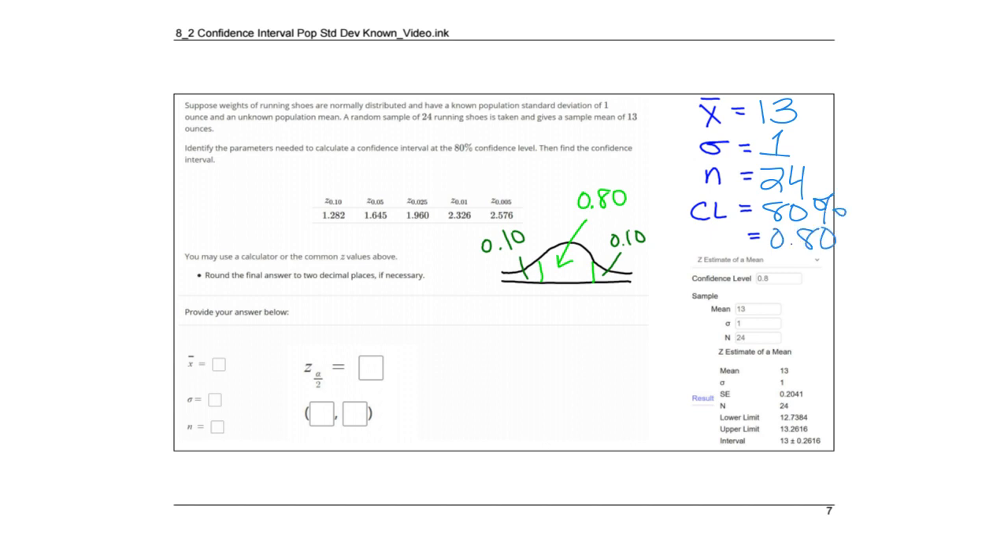Identify the parameters needed to calculate a confidence interval at an 80% confidence. So that's 0.80. Okay, so the issue is, if we want 80% in the middle, then we have to split the rest into each tail. It's kind of easy to see that that's 10% and 10%, but let's go ahead and do it. So we have alpha equals 1 minus 0.80. That leaves me with 20%, but I need half of that because I need to put half in each tail.